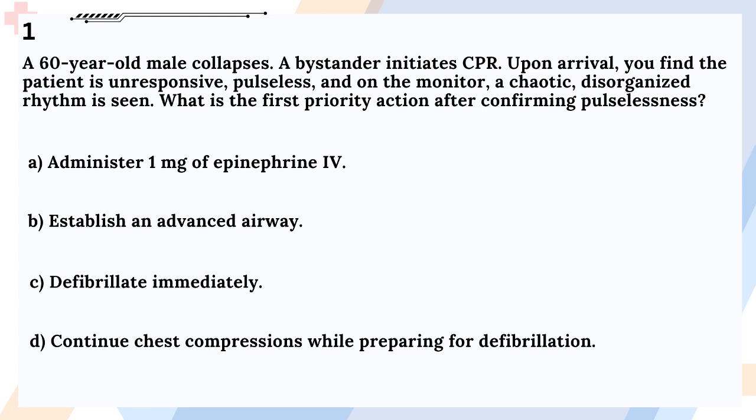Question 1. A 60-year-old male collapses. A bystander initiates CPR. Upon arrival, you find the patient is unresponsive, pulseless, and on the monitor, a chaotic, disorganized rhythm is seen. What is the first priority action after confirming pulselessness?